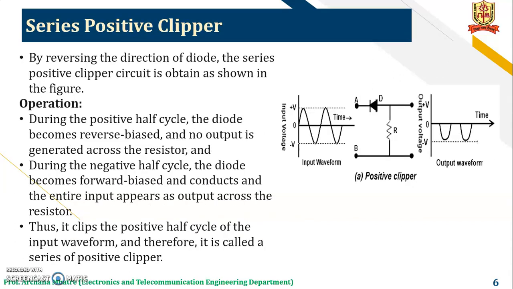Now, series positive clipper. By reversing the direction of the diode, the series positive clipper circuit is obtained as shown in the figure. The operation is that during the positive half cycle, the diode becomes reverse biased and no output is generated across the resistor, and during the negative half cycle the diode becomes forward biased and conducts, and the entire input appears as output across the resistor. Thus it clips off the positive half cycle of the input waveform and therefore it is called a series positive clipper.